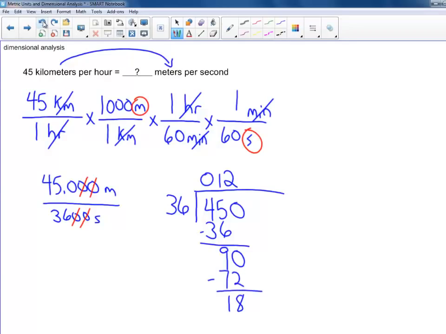Bring down the 0. And I think 36 will go into 180. That will go 5 times. And when I do 36 times 5, that's 180. And so I get a remainder of 0. And my decimal was there. So there I have 12.5 as my answer. And so that's going to be 12.5 meters per second. And that would be the answer.